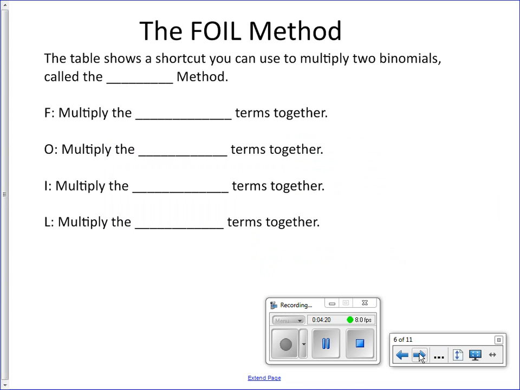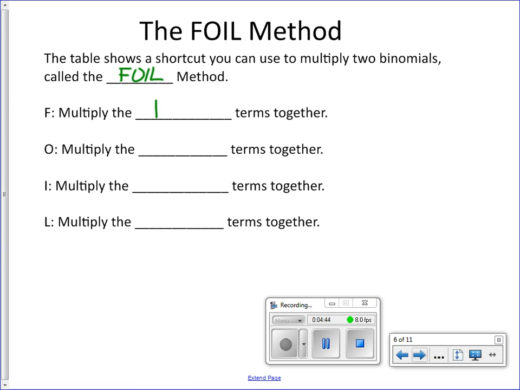All right, the FOIL method is one that you will want to learn, and I think that you'll enjoy it. If you like acronyms, this is the one for you. This is called the FOIL method. And we've used this in using the distributive property and in using the table, but this just kind of gives a nice acronym for it.